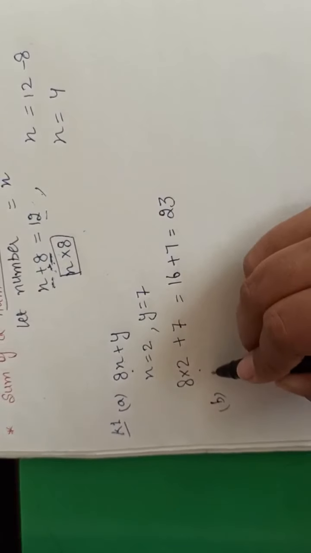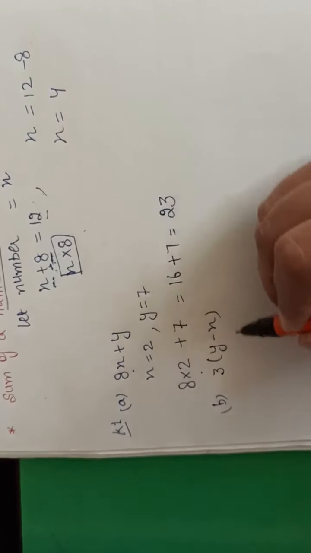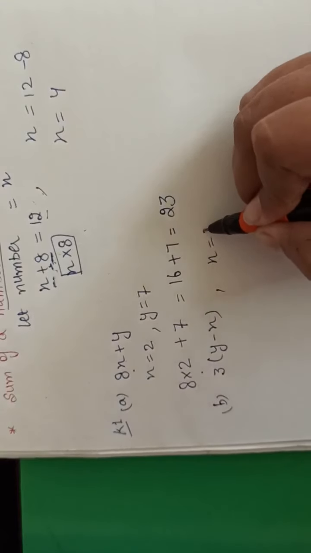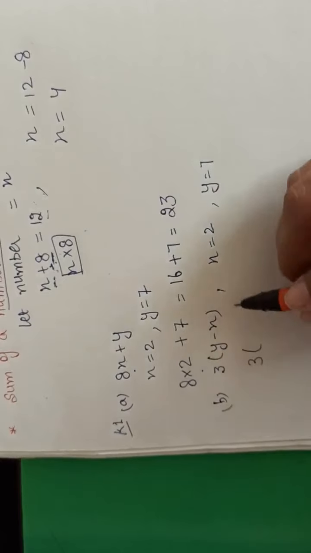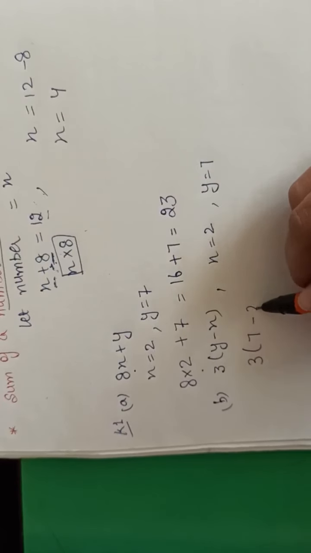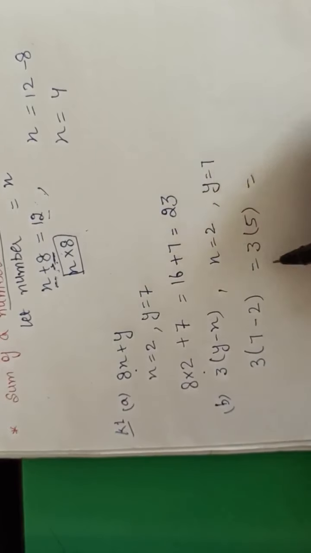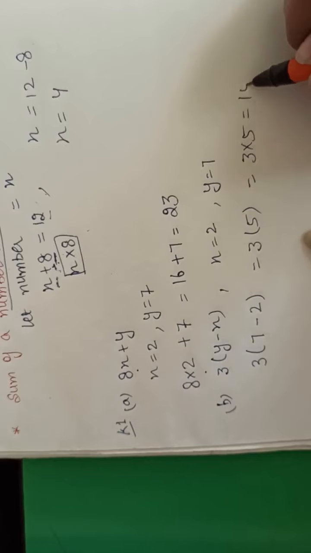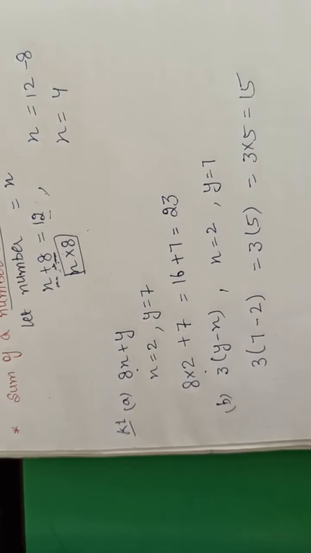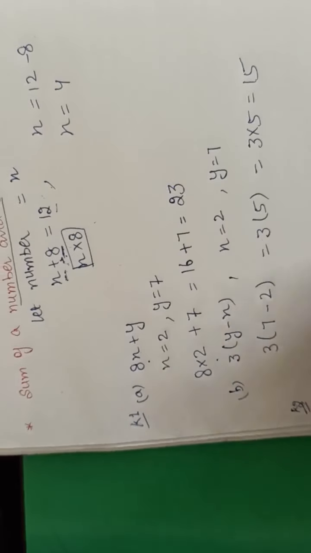B part, 3y minus x. Again values are x equals to 2 and y equals to 7. So 3y, 7 minus 2, 3 bracket 5. So when you open the bracket, multiplication sign, 3 fives are 15. Clear? This is the way to solve this. After this, Q2, that is also same.